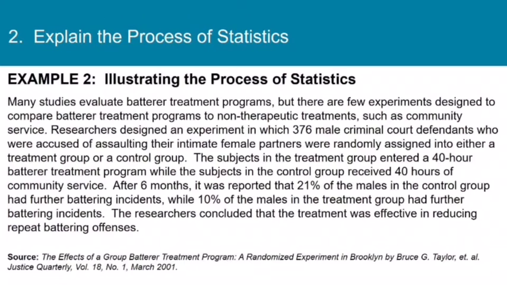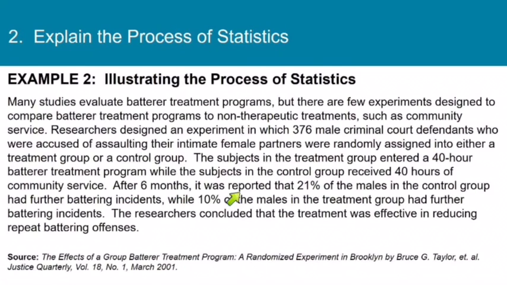It says, many studies evaluate batterer treatment programs, but there are few experiments designed to compare batterer treatment programs to non-therapeutic treatments such as community service. Researchers designed an experiment in which 376 male criminal court defendants who were accused of assaulting their intimate female partners were randomly assigned into either a treatment group or a control group. The subjects in the treatment group entered a 40-hour batterer treatment program, while the subjects in the control group received 40 hours of community service.